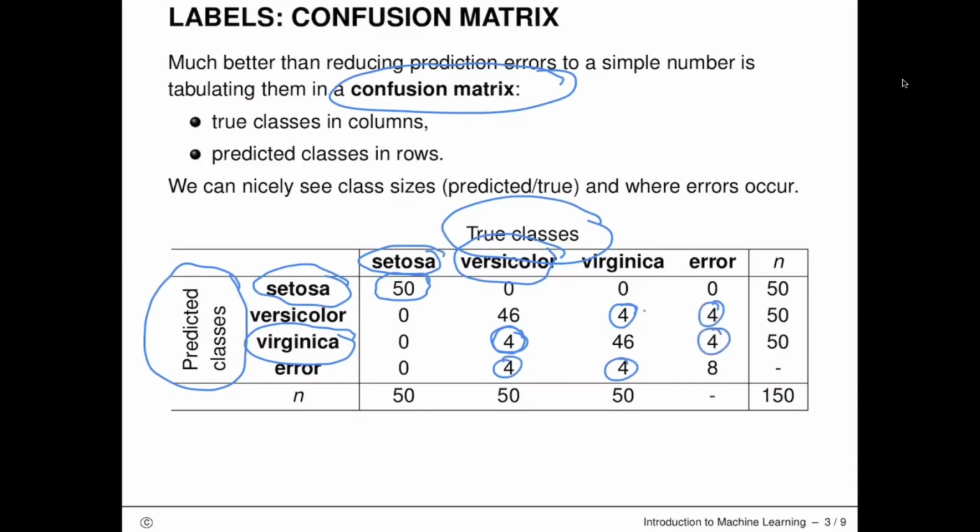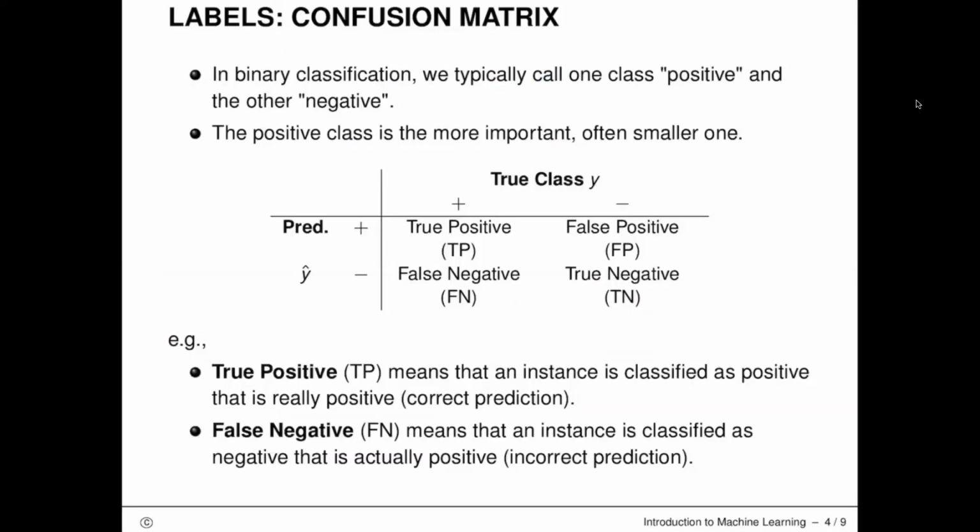And then we can go on computing metrics from these confusion matrices. When we go over to binary classification, then we typically call one class the positive class and the other class the negative class. Often the positive class is the more important and smaller one. And if we then reduce the confusion matrix from a multi-class classification to a binary classification, you can see this picture here. So we have true class, positive and negative, and predicted class, positive and negative. And then we have 4 absolute values in this matrix.